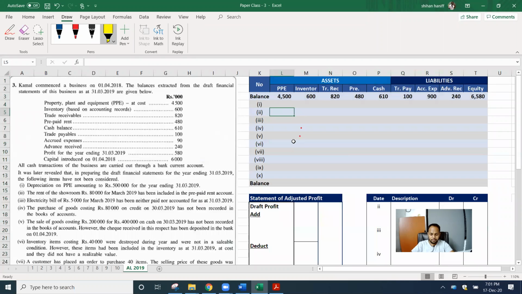Now let's record the transactions in the equation. Number 1, depreciation on PPE amounting to 500,000 for the year ending 31st March 2019. So depreciation has not been recorded. The double entry will be: PPE will decrease by 500, equity will decrease by 500. This is depreciation.